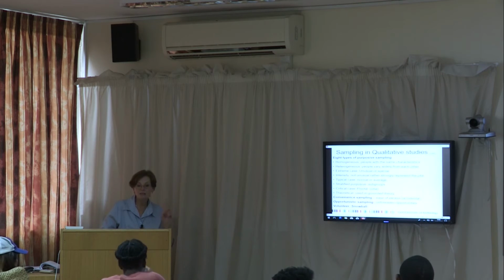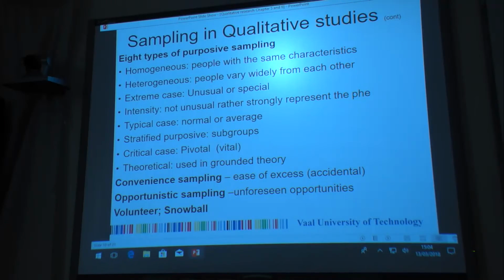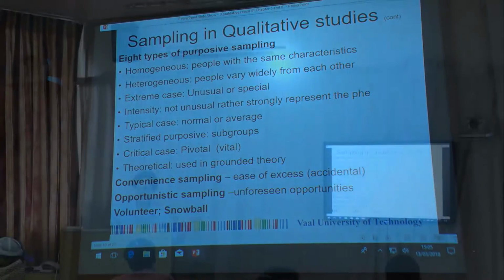Then they are heterogeneous. So the same group can be at the same time homogeneous or heterogeneous. You have to go and look again at your research question, what you want to determine. Then we can also have purposive sampling, extreme case. It is very unusual, happens just in this extreme case.